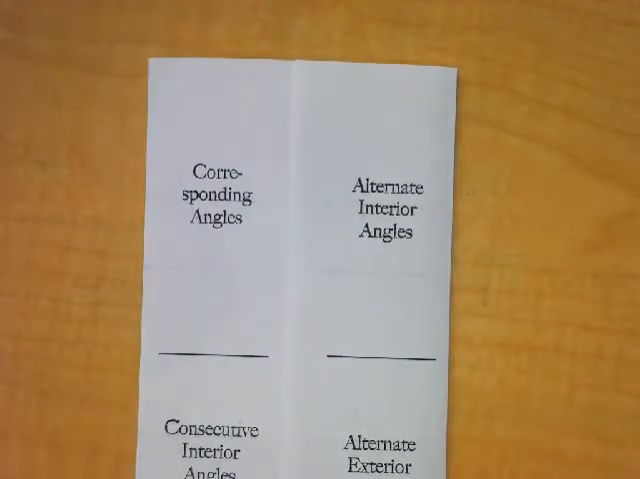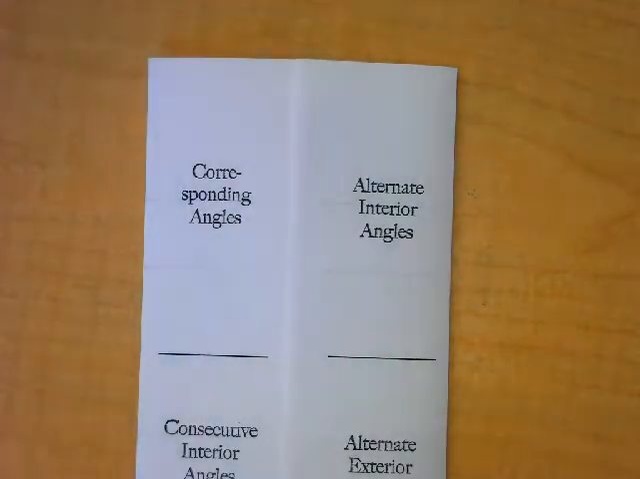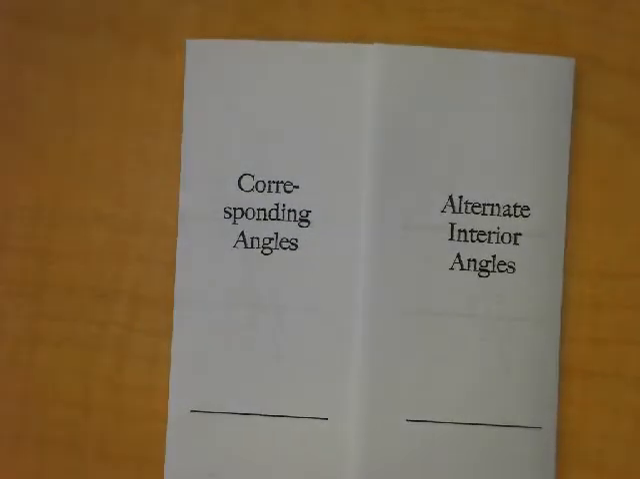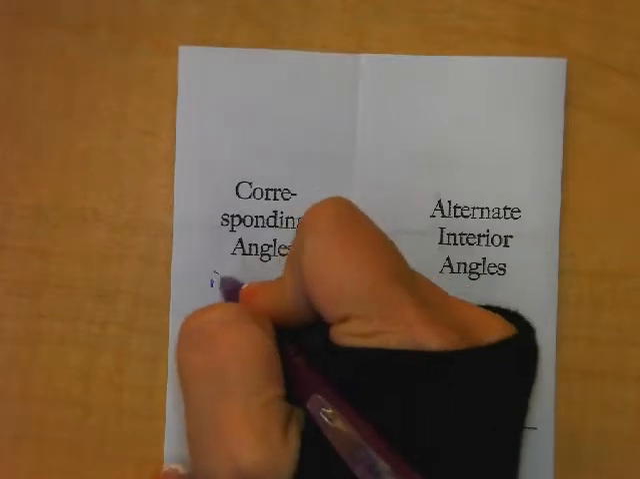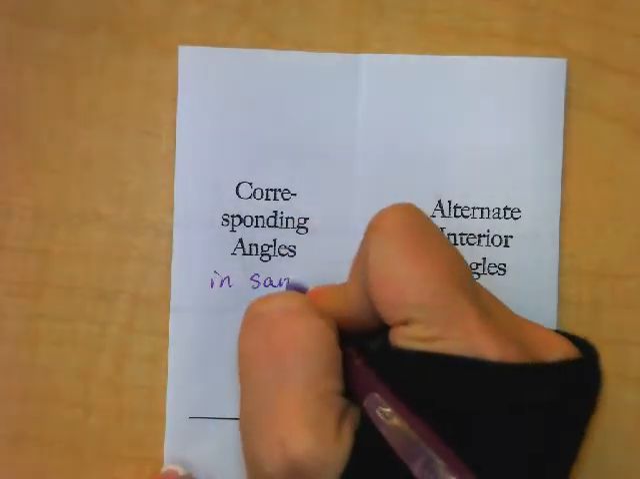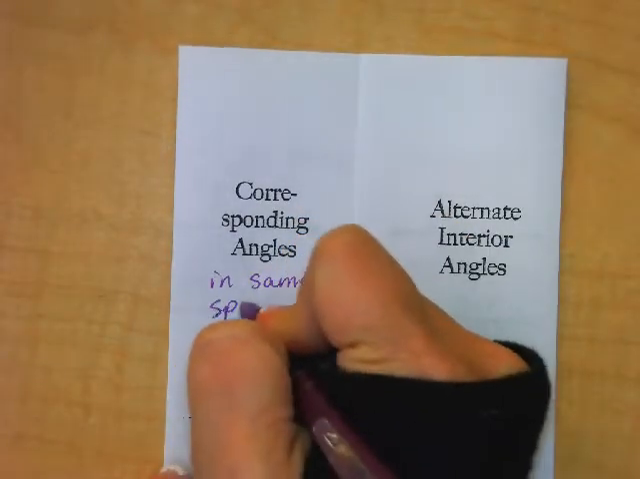All right, we're going to start. Some of these we talked a little bit about before, but hopefully this won't be too tricky. Corresponding angles, okay? If something corresponds to something else, they are in the same spot, okay? So in the same spot.